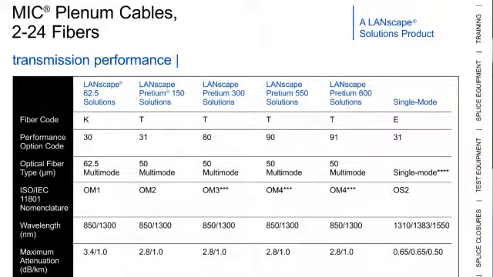After obtaining the total length, I will consult the spec sheet for the type of fiber that I have to derive the loss per kilometer. In this case, it's 2.8 dB per kilometer at 850 and 1 dB per kilometer at 1300. Divide the total length by 3280 feet to give the length in kilometers, and then multiply the length by the loss per kilometer to obtain the total loss due to the fiber.